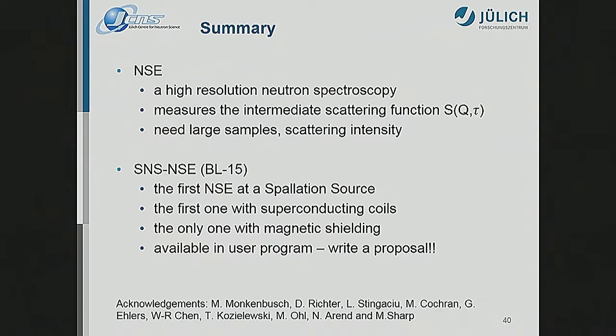So in summary, NSE is a high-resolution neutron spectroscopy. It measures very small energy changes, or very slow processes. The end product, if you will, is the intermediate scattering function, S(Q,tau). I apologize, because in our business we're kind of sloppy, so often instead of writing I(Q,tau), we write S(Q,tau). It's the same thing, people are just not very consistent. What we need is large samples and some scattering intensity, but we're a user program, so write a proposal. Our instrument is the first one at a spallation source, the first one with superconducting coils, and the only one with magnetic shielding.